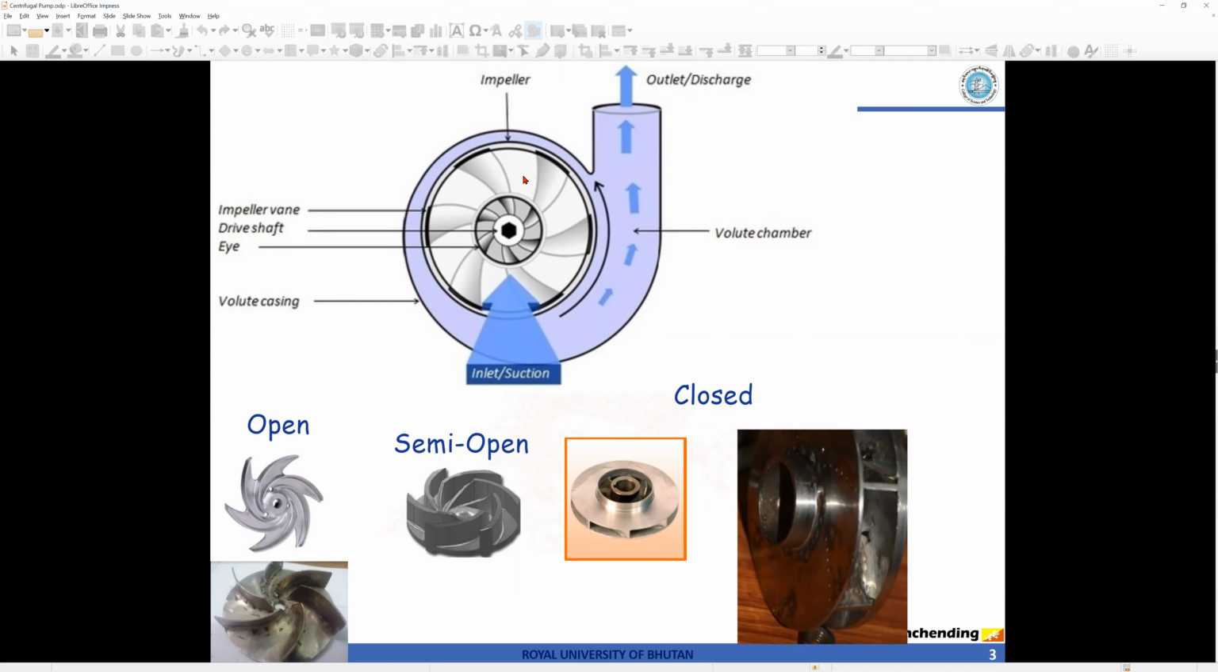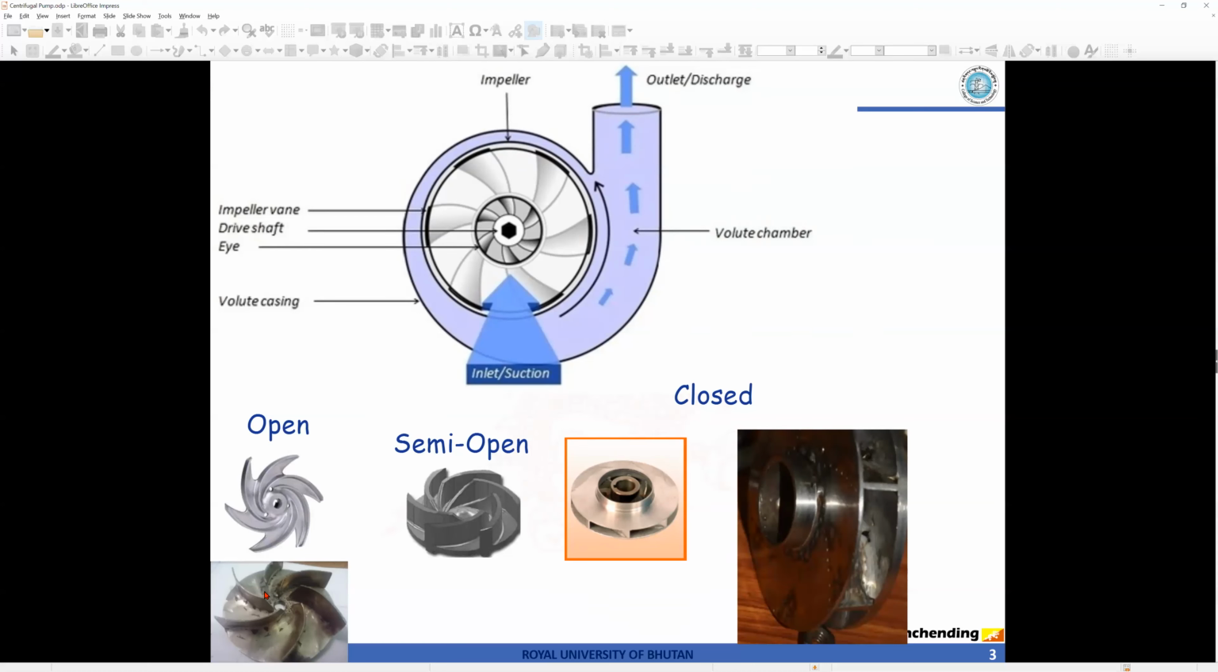As the impeller rotates, the liquid that is coming from here, this is the inlet point, the liquid that is present here, because it rotates at a high speed, exerts some centrifugal force, and is thrown out in this direction. This volute casing collects the water, and then it goes to the outlet of the pump. So that's how a pump works.